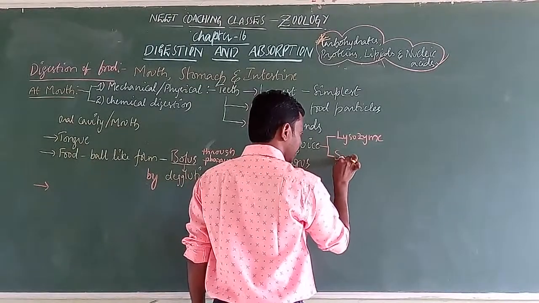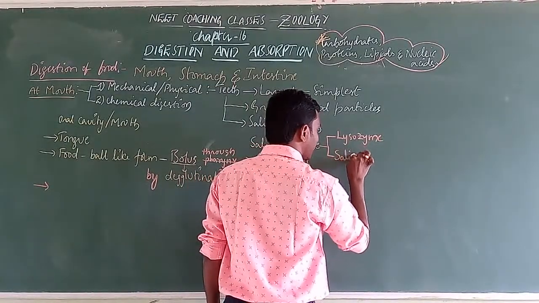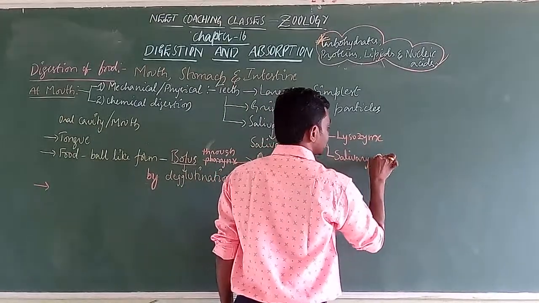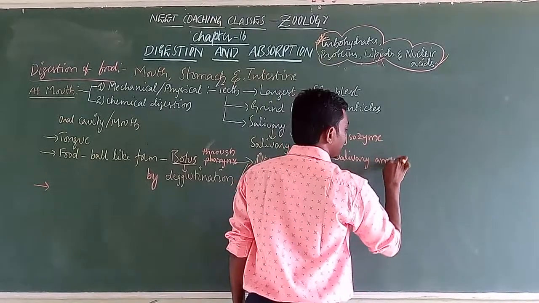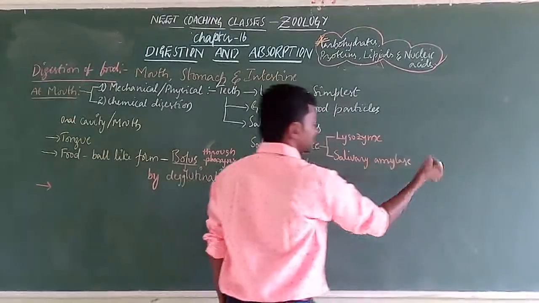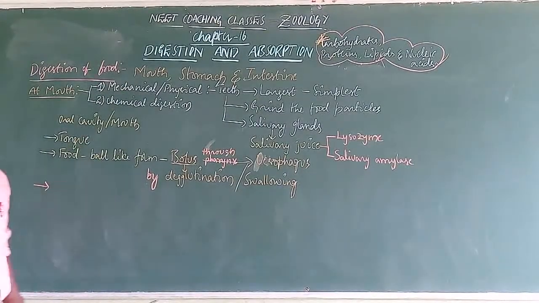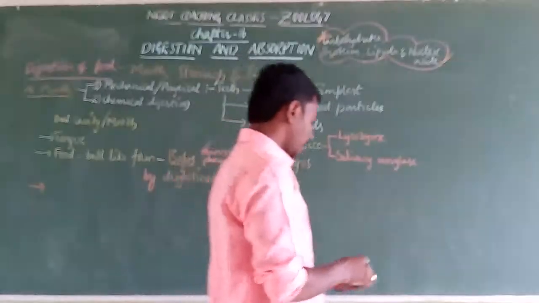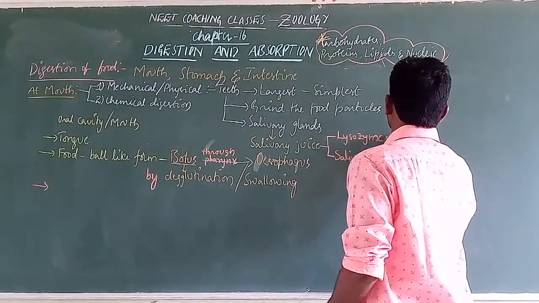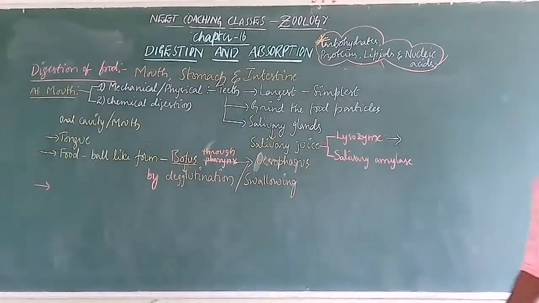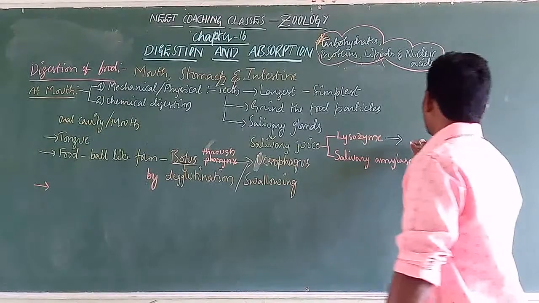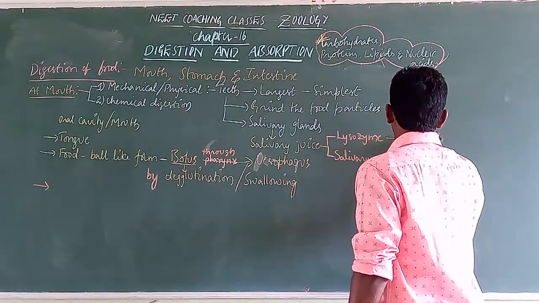At the same time, lysozyme and salivary amylase, these are the two enzymes present within the salivary juice itself. Here, what is the function of lysozyme? The lysozyme performs a phagocytic function.